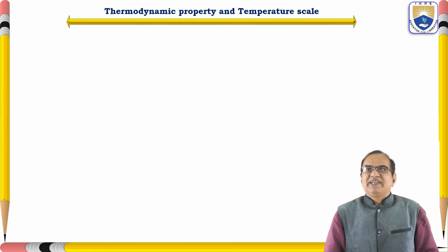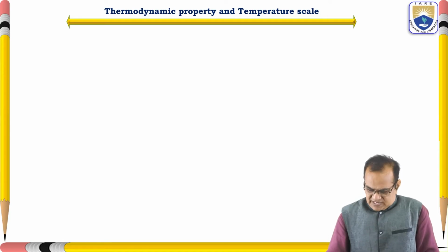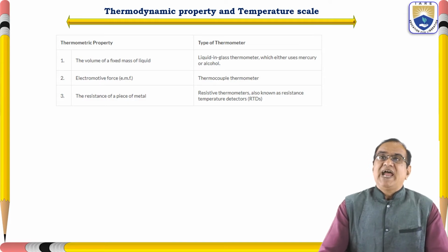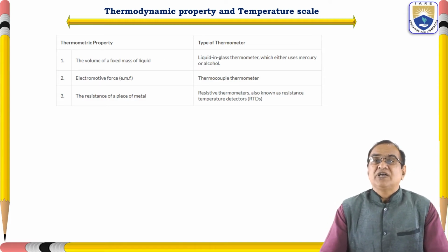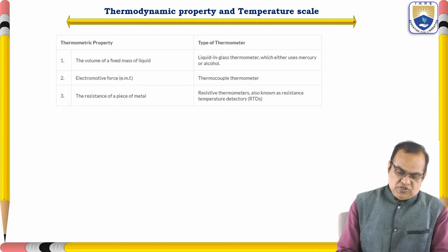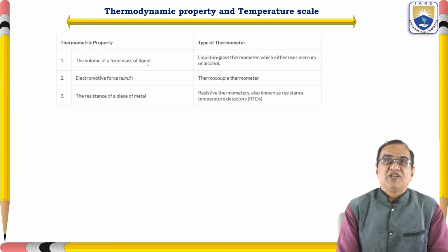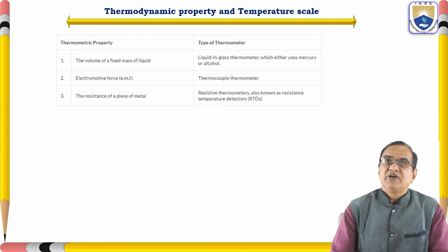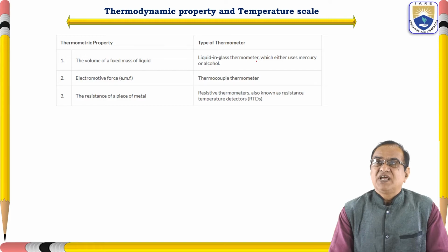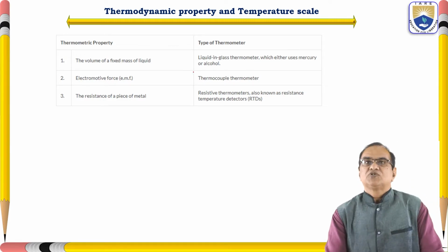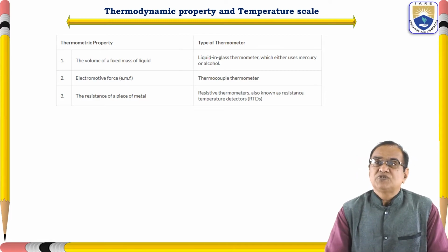Thermodynamic properties and temperature scale. This is the topic I am going to discuss, and in this you can see that there are some thermodynamic properties and what types of thermometers are used. So in this you can see the volume of a fixed mass of a liquid. So this is the volume. Liquid in glass thermometer, which uses either mercury or alcohol. So for this volume we use mercury.